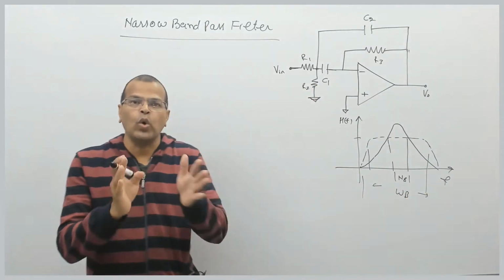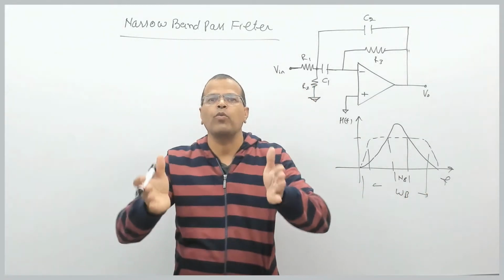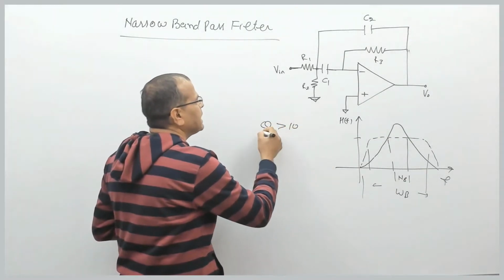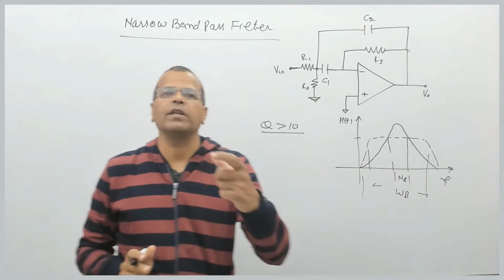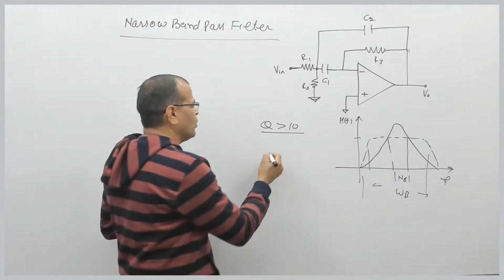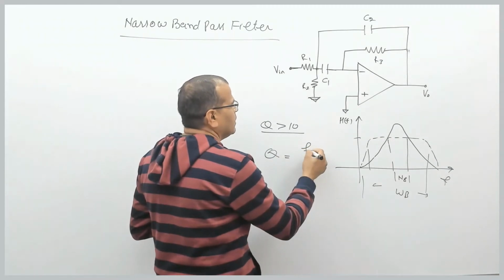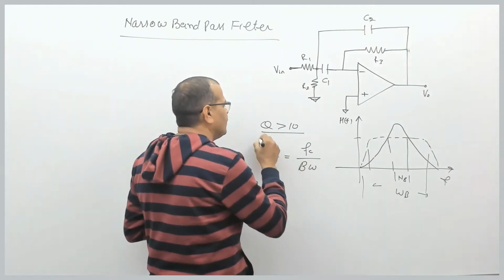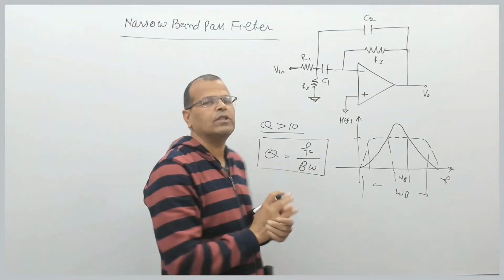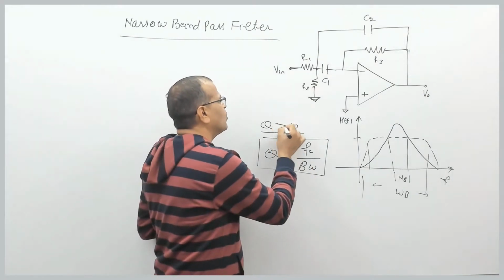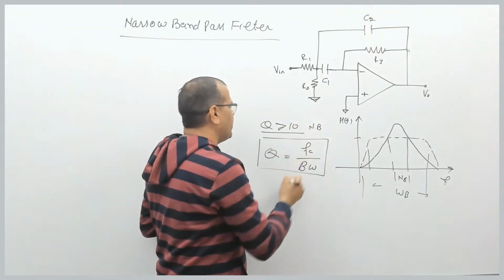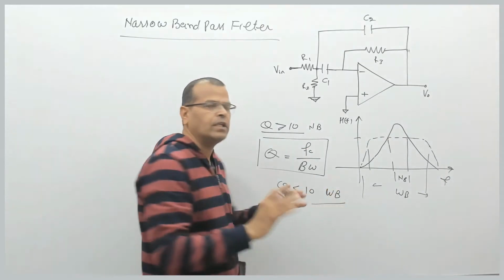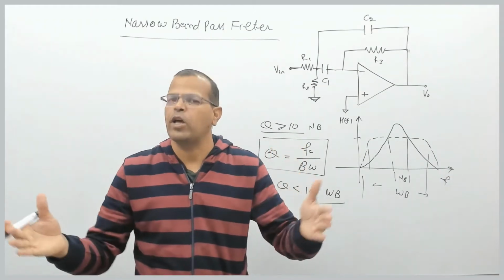Basically, as there is no clear-cut boundary between narrow band and wide band filters, when the Q factor of the filter is more than 10, it is narrow band. Q factor is defined as the center frequency or resonant frequency divided by bandwidth. When Q factor is more than 10, that is called narrow band, and when Q factor is less than 10, that is called wide band filter. That is how we classify wide band and narrow band filters.